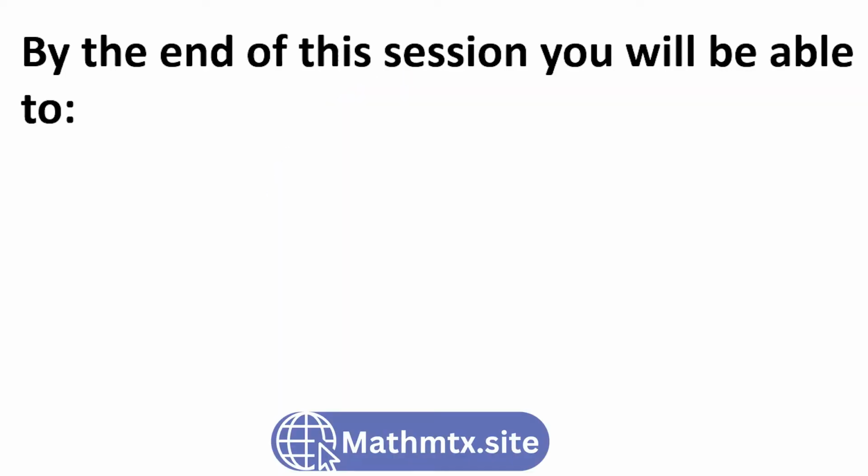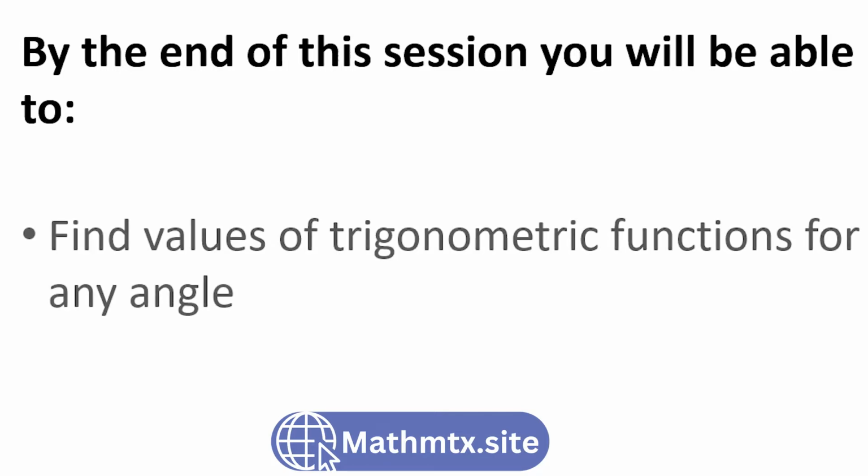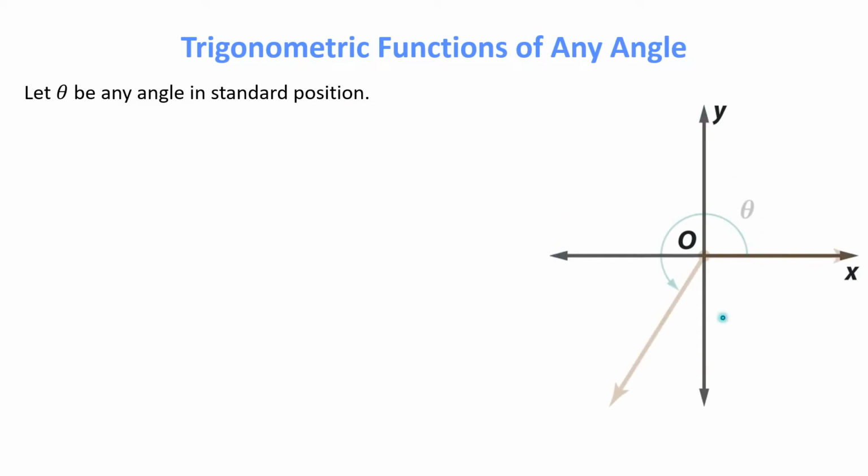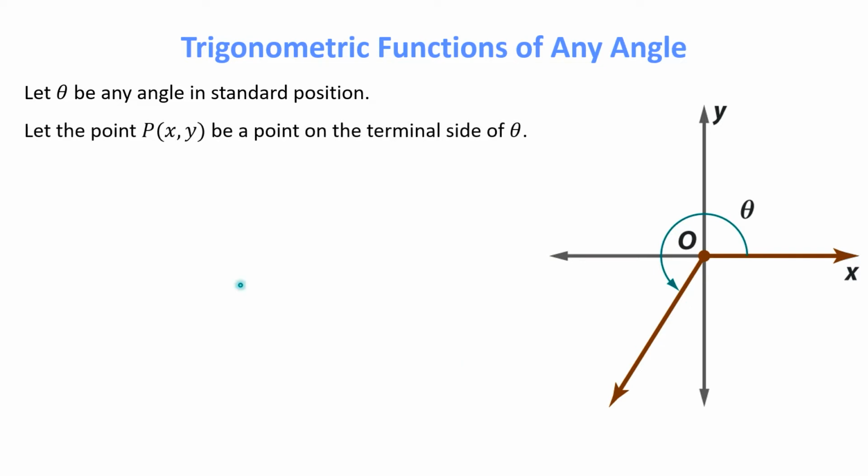By the end of this session, you will be able to find values of trigonometric functions for any angle. Let us begin by considering an angle theta in standard position. So we have the x and y axis, and here we have theta in standard position. And then we'll let the point P be a point on the terminal side of theta.